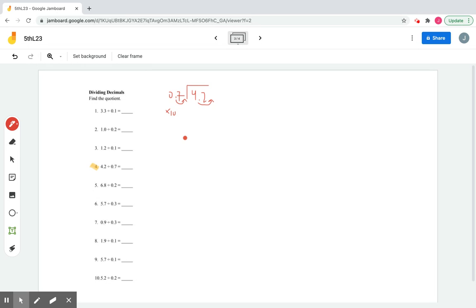We just changed the divisor, and that means we have to do the same thing to the dividend. So I'm going to multiply the dividend by 10, and it's like 7 and 42. 7 goes into 42 six times. So the answer will be 6.